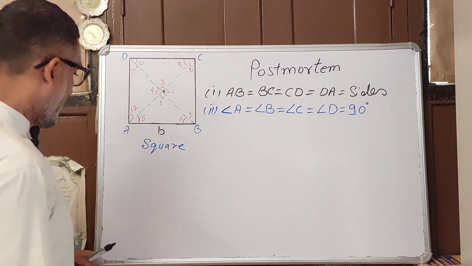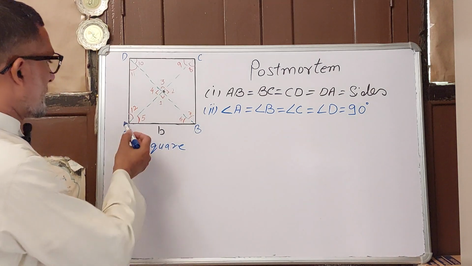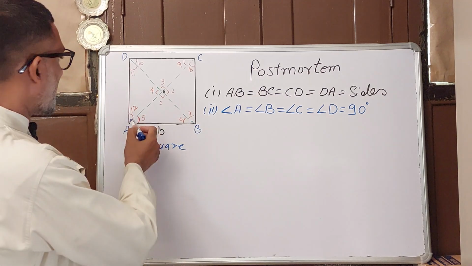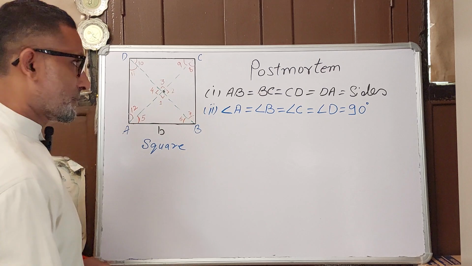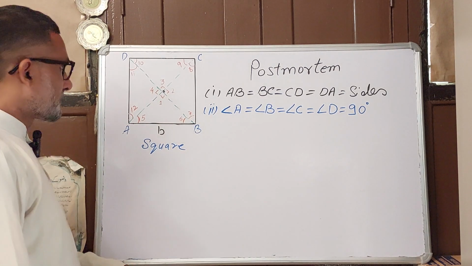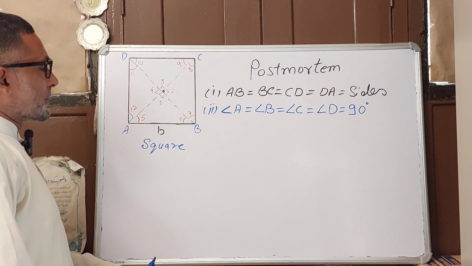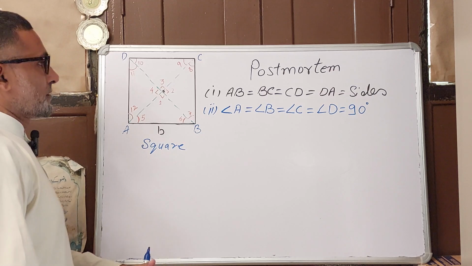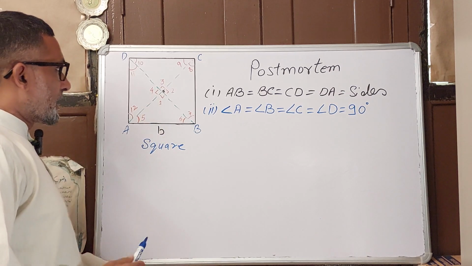It's absolutely simple. Sides are equal. Just simple things. Angles are equal and 90 degrees. It's so simple, you can tell just by seeing. Now again we will try to find another thing by going inside.